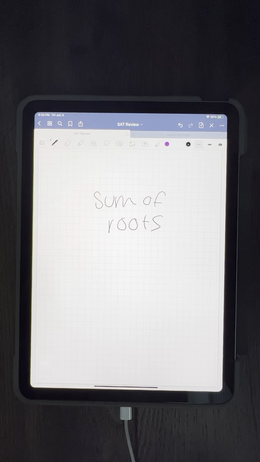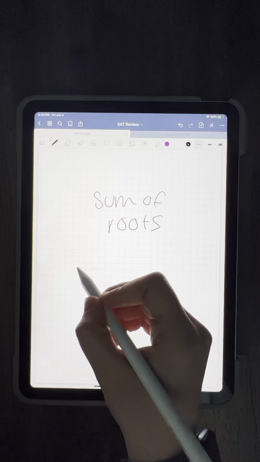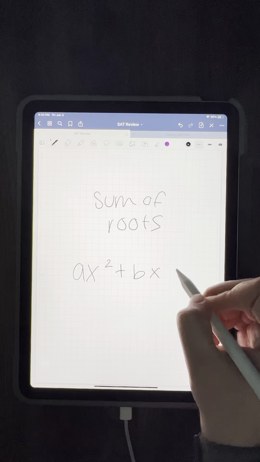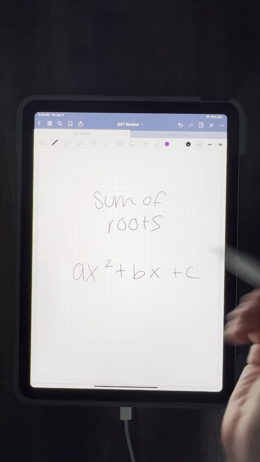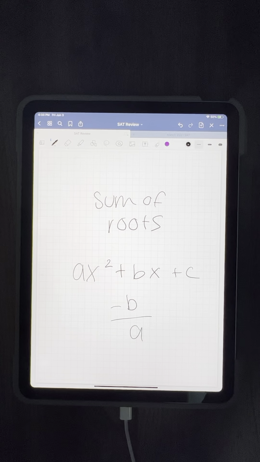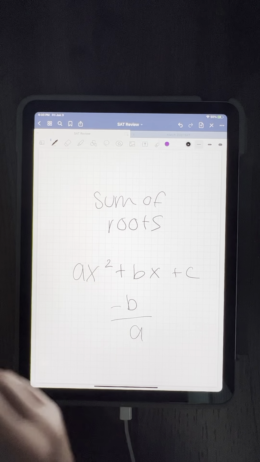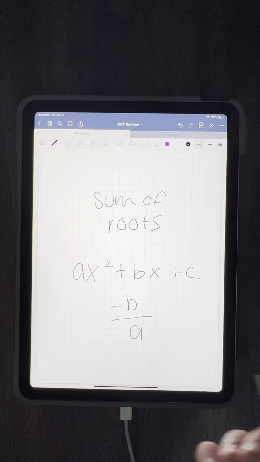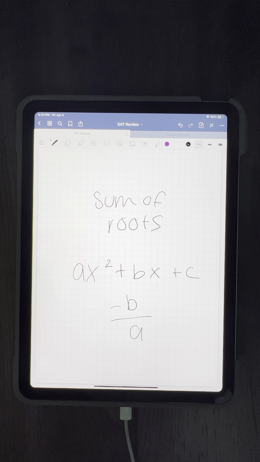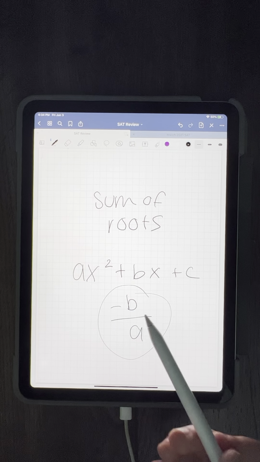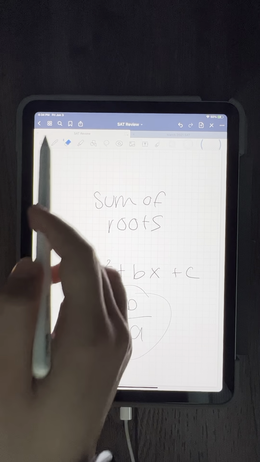Whenever they say sum of the zeros, sum of the roots, sum of the solutions, you have to do this, right? If you have ax squared plus bx plus c, your sum of roots is going to be negative b over a. It is always negative b over a. This never changes. You can find the sum of roots by factoring and getting the solutions, but that is very time consuming. So try to memorize this. If they ask you for sum of roots, you need negative b over a.